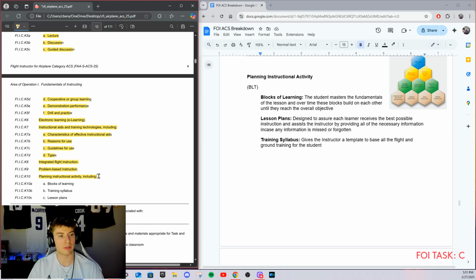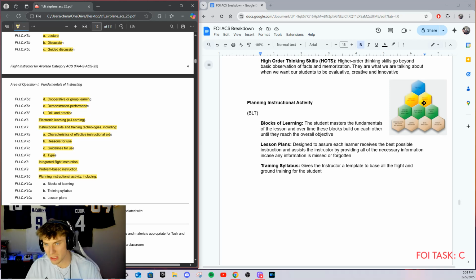And then we have planning instructional activity. This is our last thing. This can be kind of hard to see right here, but the blocks of learning, the student masters the fundamentals of the lesson, and then over time they start to stack up until you have the whole objective.